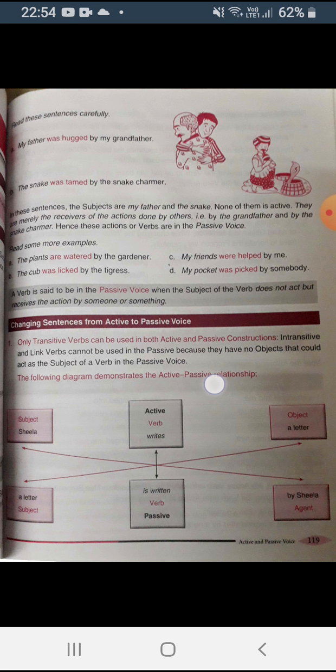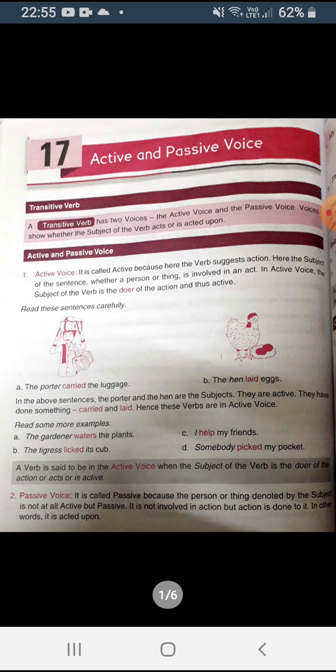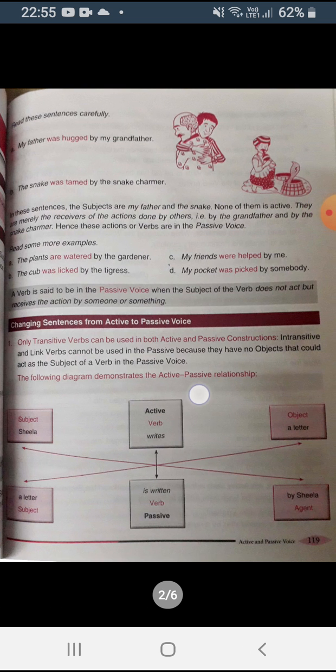Read some more examples. The plants are watered by the gardener. The cub was licked by the tigress. My friends were helped by me. My pocket was picked by somebody. So a verb is said to be in the passive voice when the subject of the verb is not at all active, but it receives the action done by someone or something. Okay, so I hope active and passive voice is clear to you. A verb is said to be in the active voice when the subject is the doer of the action, and a verb is said to be in the passive voice when the subject is not at all active, rather action has been done on it by someone or something.